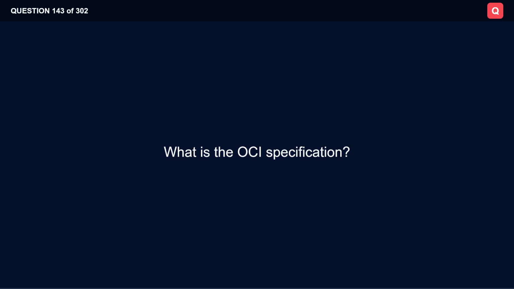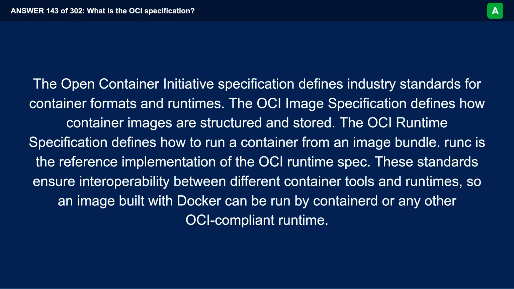What is the OCI specification? The Open Container Initiative specification defines industry standards for container formats and runtimes. The OCI image specification defines how container images are structured and stored. The OCI runtime specification defines how to run a container from an image bundle. runc is the reference implementation of the OCI runtime spec. These standards ensure interoperability between different container tools and runtimes, so an image built with Docker can be run by containerd or any other OCI-compliant runtime.